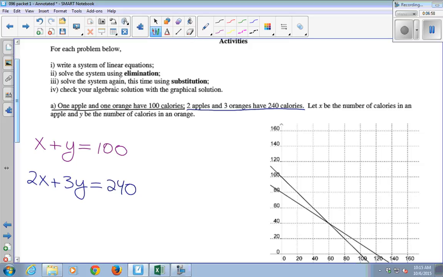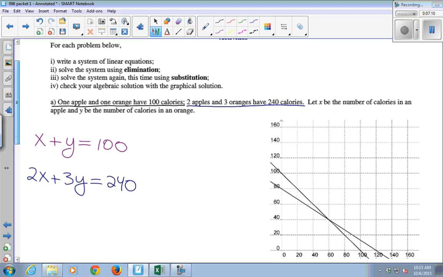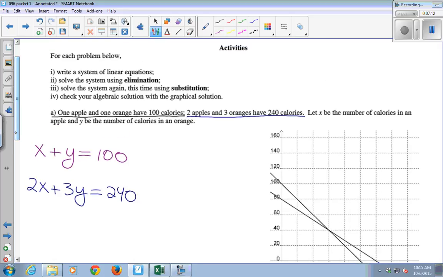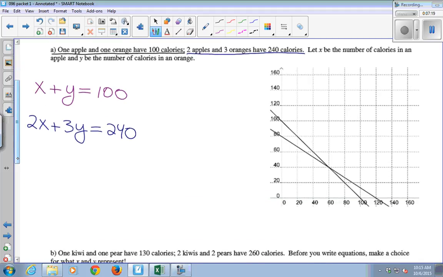So I now have 2 equations with 2 unknowns, and I'd like to know how many calories are in an apple and how many calories are in an orange. So I'm going to start by solving by elimination. Okay, so I wrote my system of linear equations. I'm going to solve by elimination.